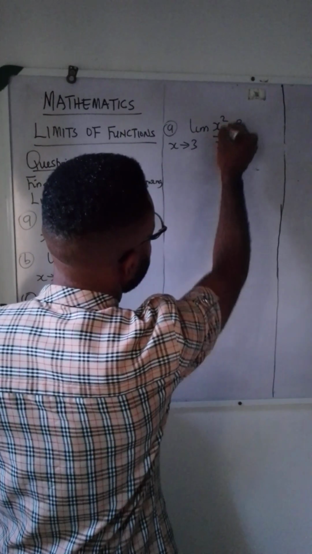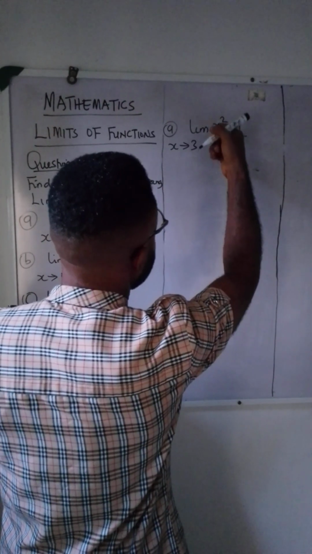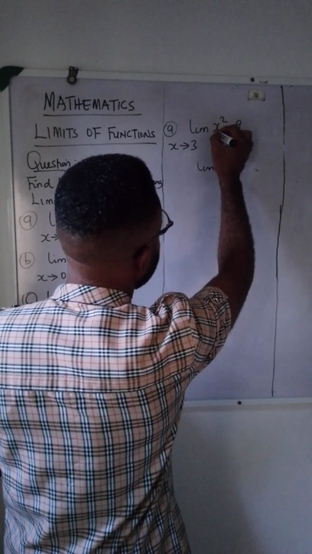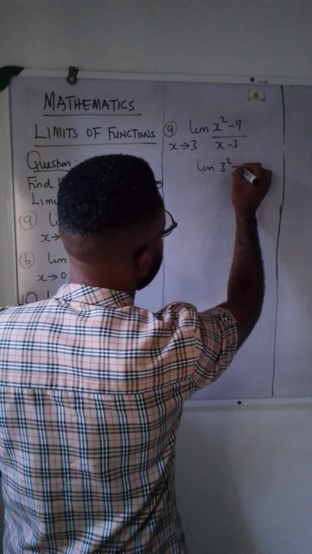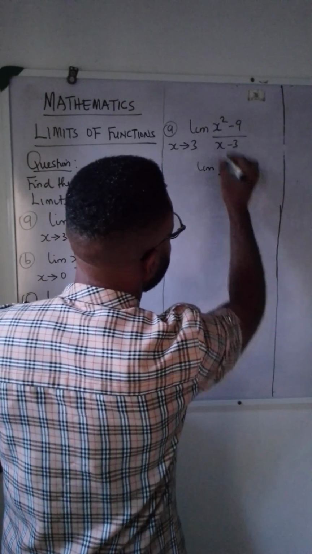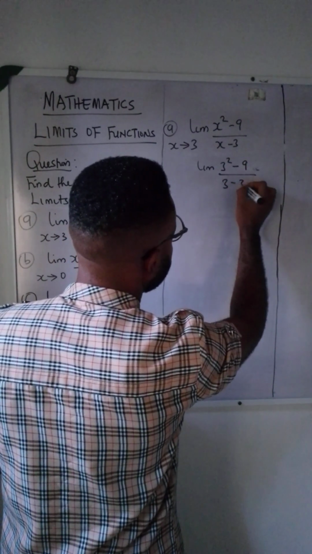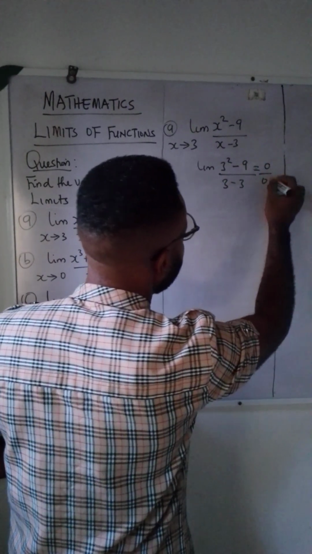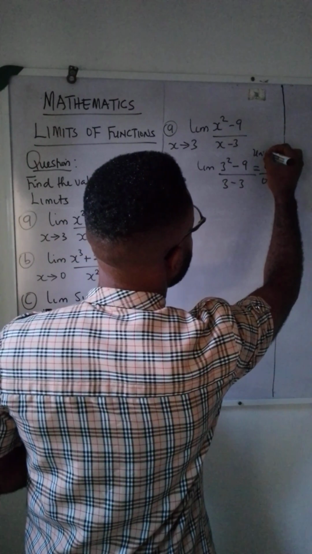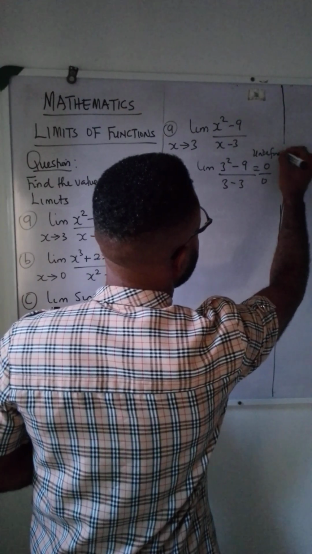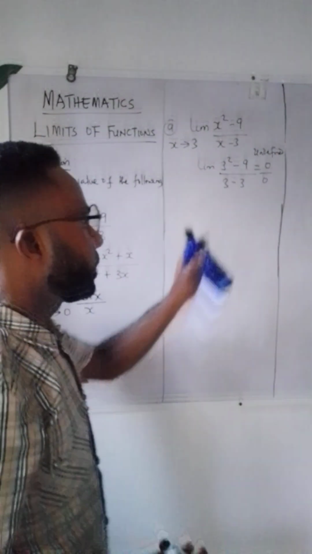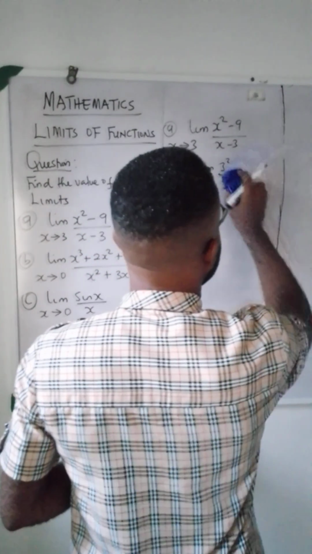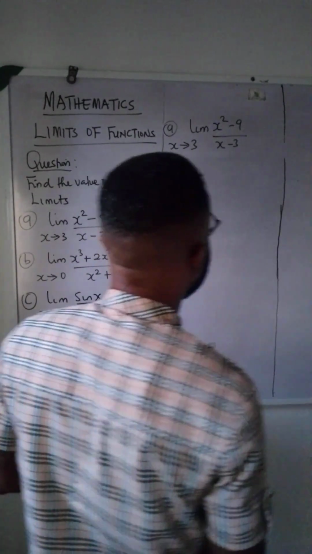Okay, let's just do it. If you use direct substitution, you are going to have the limit as x is 3, so it will be 3 squared minus 9 divided by 3 minus 3. So this will give us 3 squared is 9, 9 minus 9 is 0 over 0. So at this point, you say that it is undefined. So by direct substitution, it is undefined. So we have to use the method of factorization to solve the question.